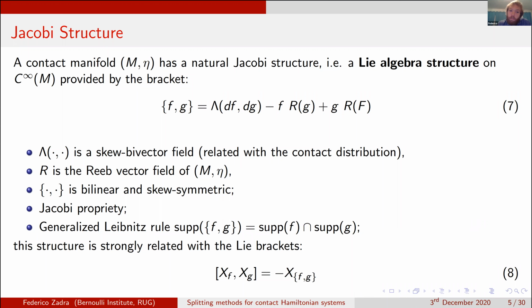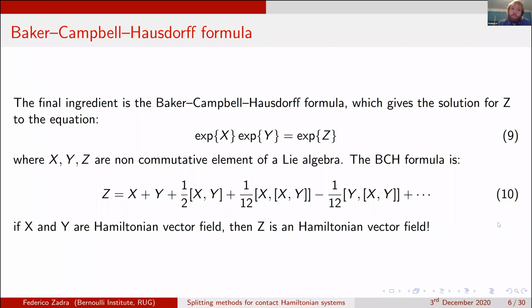The properties are bilinearity, skew symmetry, and the Jacobi property, since we have a Jacobi structure, but we no longer have the Leibniz rule; we have a generalized Leibniz rule that involves the supports of the functions. But the most interesting property is the relation between the Jacobi bracket and the Lie brackets that are defined on the tangent bundle, that permits us to use the Baker-Campbell-Hausdorff formula, and in particular to study the solution to equation 9 for Z and give some important properties.